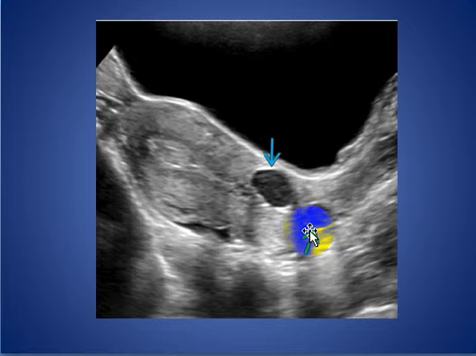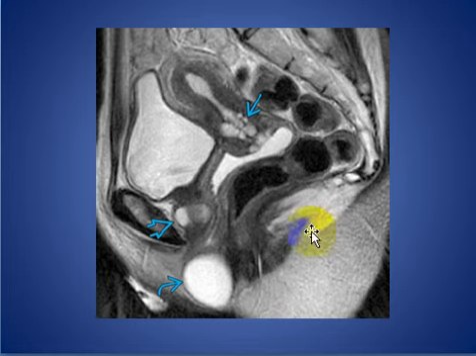Here we have a sagittal ultrasound. We have two simple cysts appearing in the uterine cervix. Here we have sagittal T2 weighted images. We have multiple small cysts representing Nabothian cysts. We have also here a urethral diverticular cyst, and also a Bartholin gland cyst in the same patient.